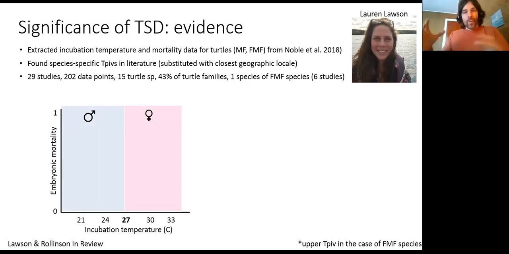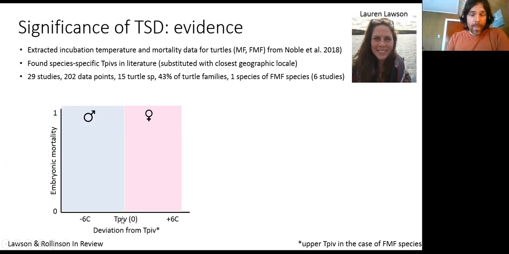Because we're going to involve a lot of different TSD species in this experiment, we want to center our mortality data with respect to species-specific pivotal temperatures. So if 27 degrees Celsius is the pivotal temperature for this hypothetical species, it becomes a 0, and then we have deviation from pivotal temperature, so plus 6 degrees, minus 6 degrees. In that way, every species that we incorporate into our study will be centered in the same way.